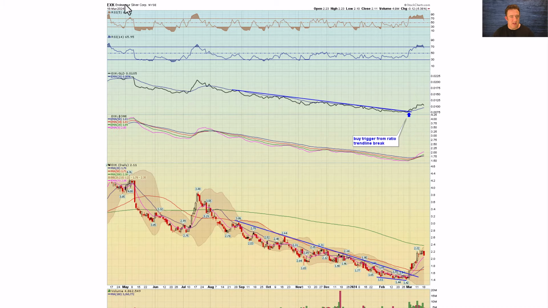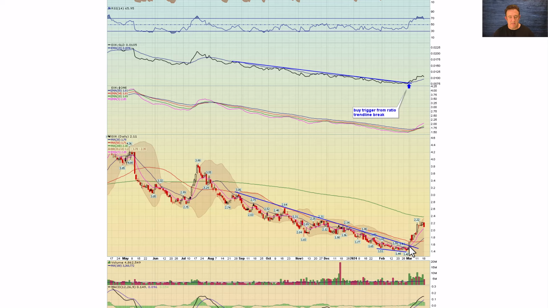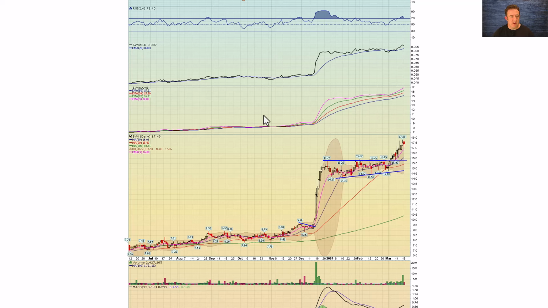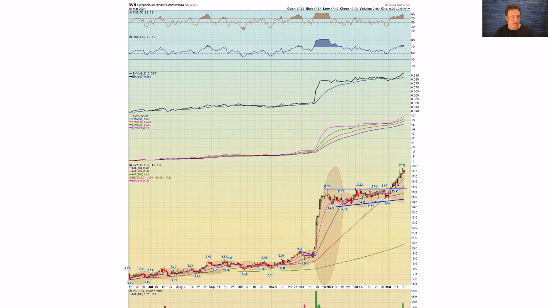Chart 90, EXK, a silver stock. Again, your trigger was basically the first day of March, breaking that trend line. And on the ratio, a really nice move, percentage-wise. Chart 91, BVN was another one that I put out, and it's had a nice move. This one's had the strongest relative strength. You can see it was rallying last year and in December, unlike the other precious metal stocks.